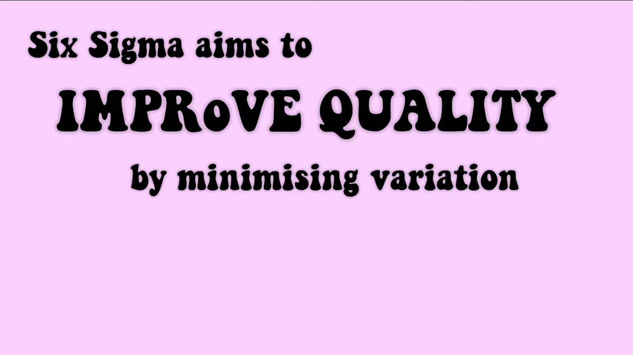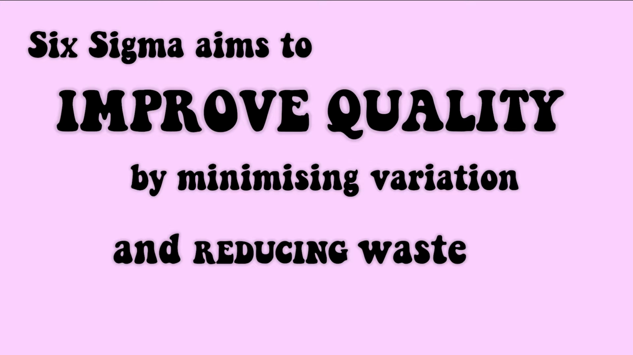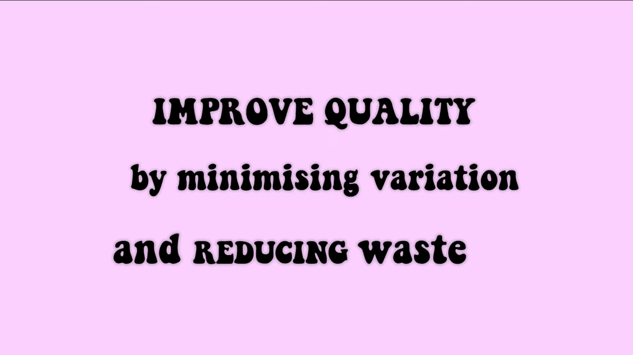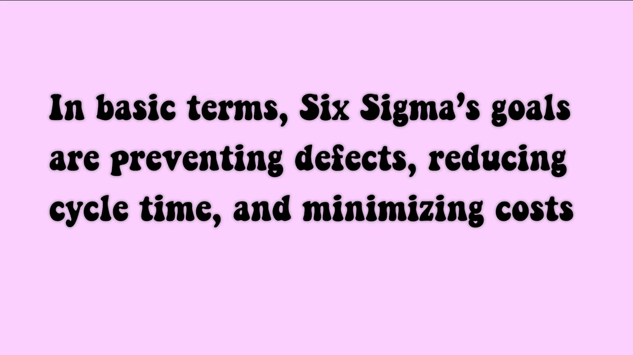Six Sigma aims to improve quality by minimizing variation and reducing waste. This helped Motorola improve its products and services, producing them faster and for less. In basic terms, Six Sigma's goal is preventing defects, reducing cycle time, and minimizing costs.